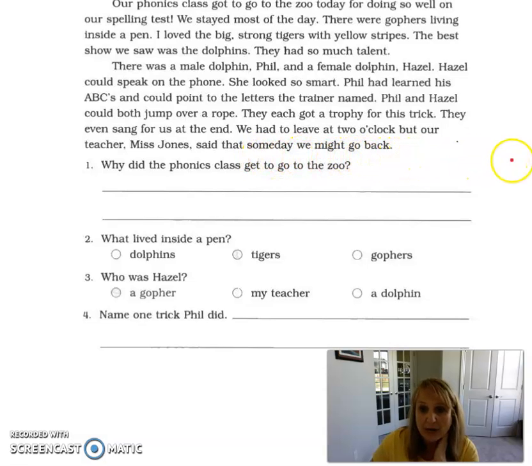Boys and girls, we are almost out of time, so I would like you to read this paragraph 2 more times with a parent and then answer the questions. And when you come back on, I will have the answers for you to check yours with.